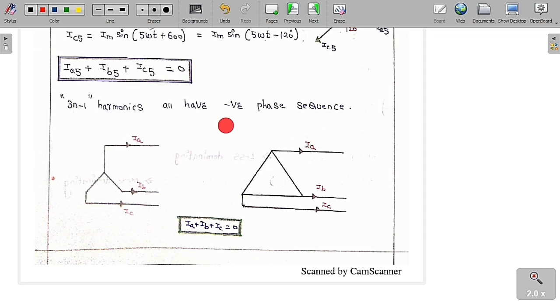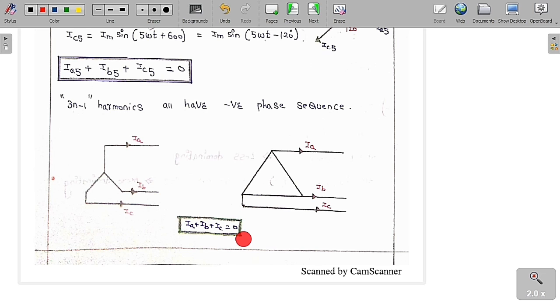Whereas in the 3n harmonics, all the vectors are in the same phase, so definitely their summation will not be equal to 0. The summation of the vectors in the positive sequence and the negative sequence will always be equal to 0, whereas for zero sequence currents, the summation will never be equal to 0. So for 3n plus 1 and 3n minus 1 harmonics, the summation of the vectors will always be equal to 0, whereas for 3n harmonics, all lying in the same phase, their summation will never be equal to 0.